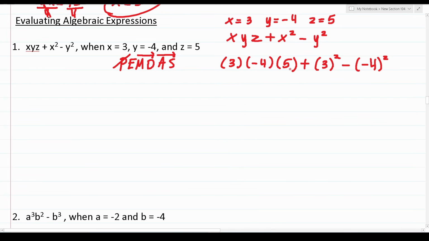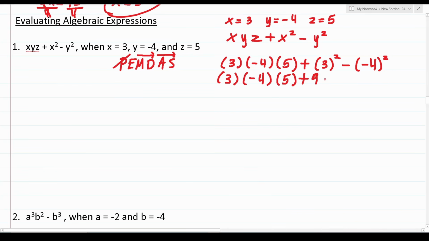That said, we do have exponents, notably 3 squared, as well as -4 squared. So let's go ahead and take care of that. I'm just going to copy down the rest of this expression since we're not working on anything there yet. All right, 3 squared is the same as 3 times 3. 3 times 3 is 9, so this becomes plus 9.